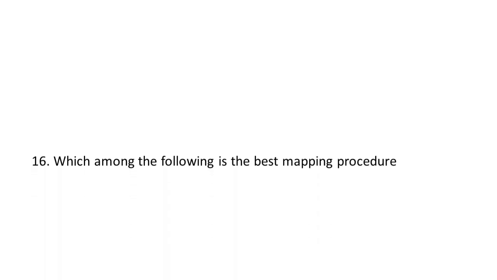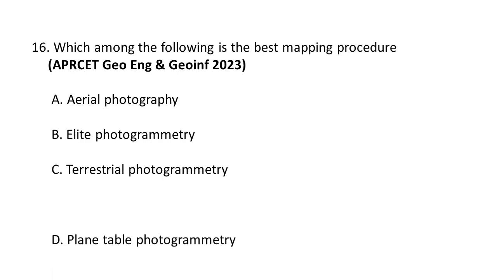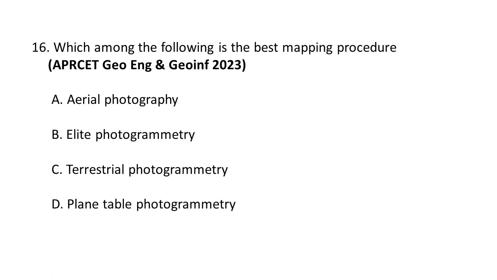Next question. Which among the following is the best mapping procedure? A, aerial photogrammetry, B, elite photogrammetry, C, terrestrial photogrammetry, and D, plane table photogrammetry. So the best mapping procedure is known as aerial photogrammetry.